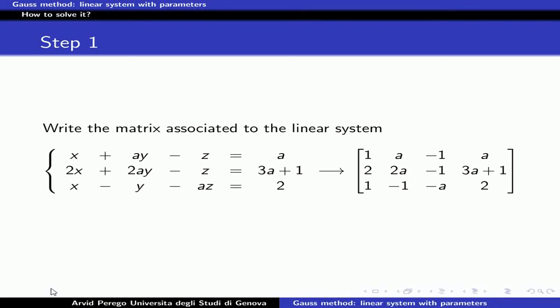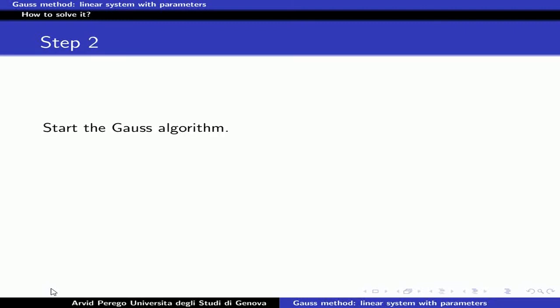The first column is going to be 1, 2, 1, which are the coefficients of x. The second column is a, 2a, 1 (sic: as stated, a, 2a minus 1), which are the coefficients of y. The third column is minus 1, minus 1, minus a, given by the coefficients of z. And the last one is a, 3a plus 1, 2, which is the right-hand side of the linear system. Now we want to use this matrix in order to resolve the linear system, and we use the Gauss algorithm.